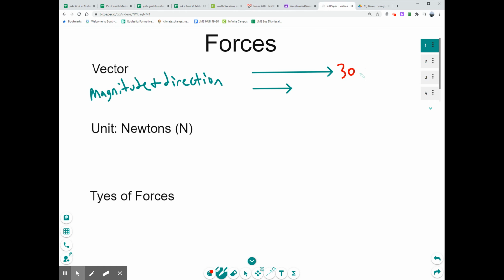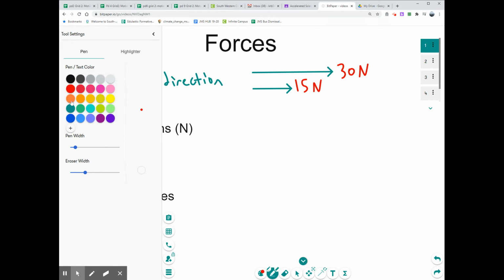So this would have maybe a value of 30 newtons. Newtons are the unit of force, and we'll talk about that in a sec. And then this one's going to be about half as big, so it'll be about 15 newtons. So that's kind of how we would talk about those and which direction. They're both pointing to the right, so we'd say 30 newtons to the right or 15 newtons to the right. So big force to the right, smaller force to the right.